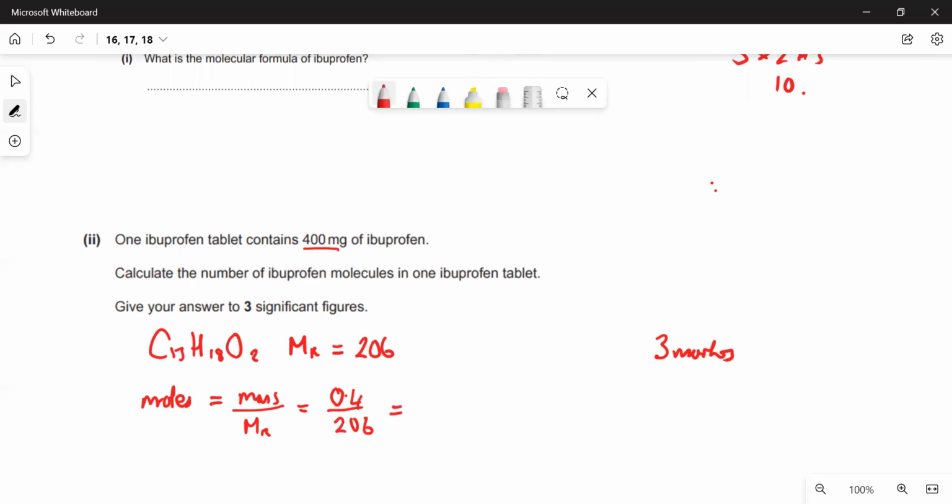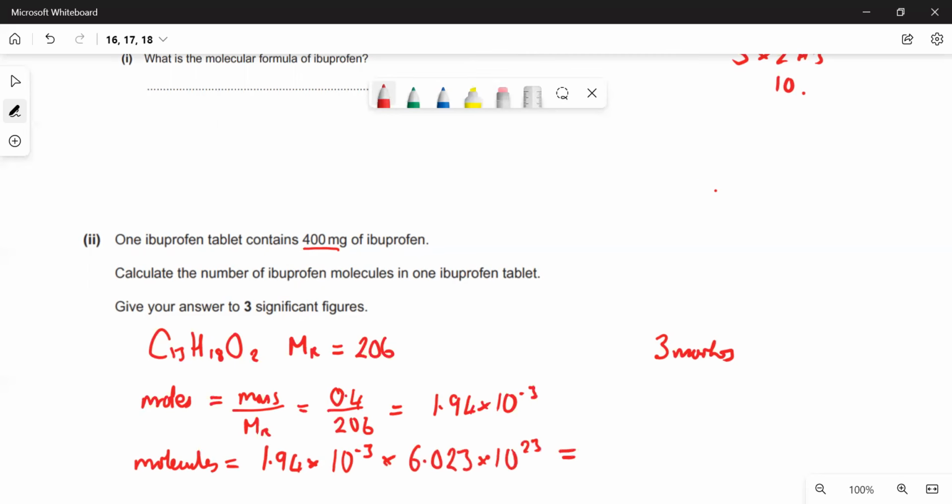That works out to be 1.94 times 10 to the minus 3 moles. Now, number of molecules, you're going to multiply that by the Avogadro constant. So molecules is going to be equal to 1.94 times 10 to the minus 3 multiplied by the Avogadro constant from our data book, 6.023 times 10 to the 23. That gives you 1.689 times 10 to the plus 21, sorry.